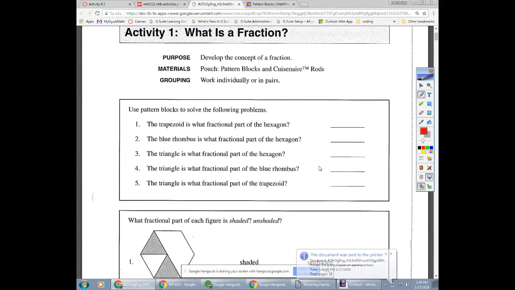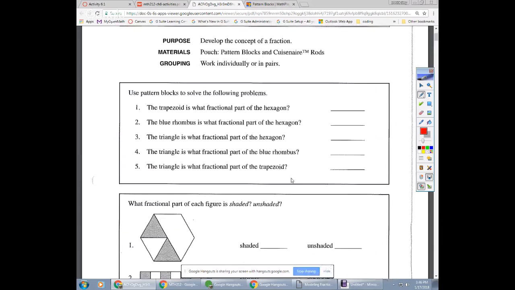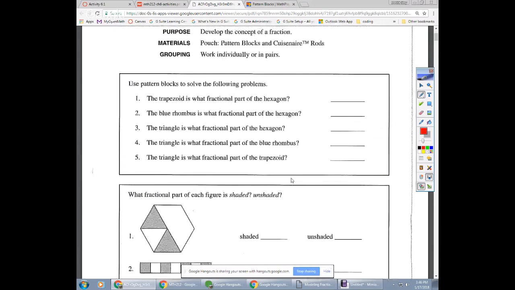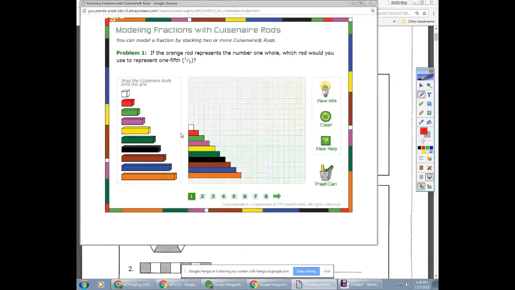So the first thing we're going to do with these activities: Activity 1 is what is a fraction. We're just going to play around with some different toys. You've got color rods, which I show on the video here. Color rods are sometimes called Cuisenaire rods because Cuisenaire is a company that makes classroom materials, and they were one of the first big marketers of this kind of toy. They come in 10 colors with 10 sizes.